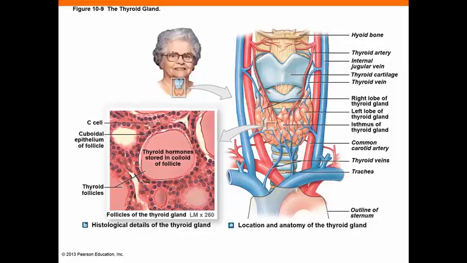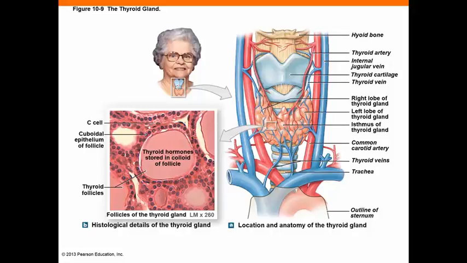Next, let's look at the thyroid gland. The thyroid gland lies anterior to the trachea and just inferior to the thyroid cartilage, which forms the most anterior surface of the larynx. The two lobes of the thyroid gland are united by a slender connection called the isthmus. An extensive blood supply gives the thyroid a deep red color.